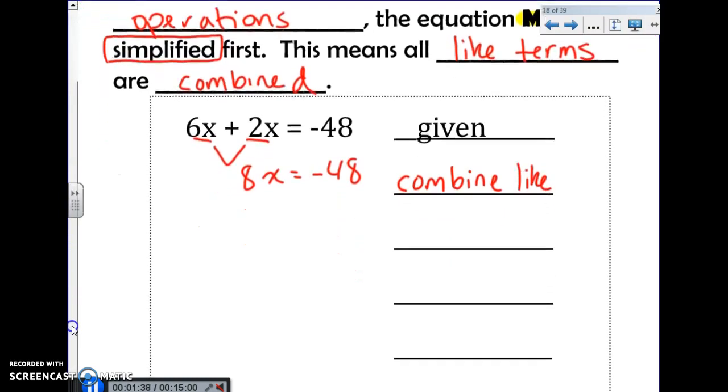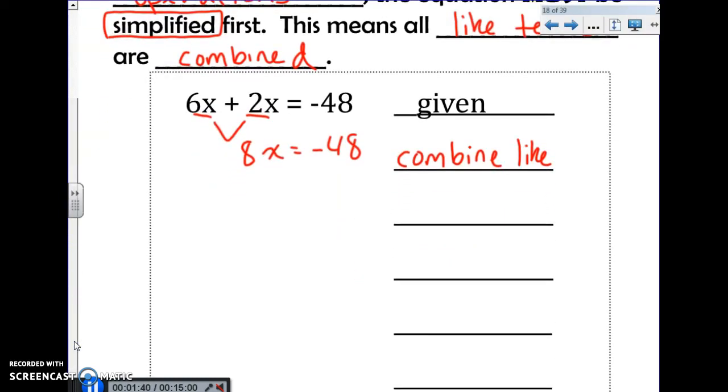The next step, you may have to add something, you may have to subtract something to both sides, but we're noticing that it's just 8 times x. So in order to undo that multiplication, I'm going to have to divide both sides by 8. And I get x equals negative 6.